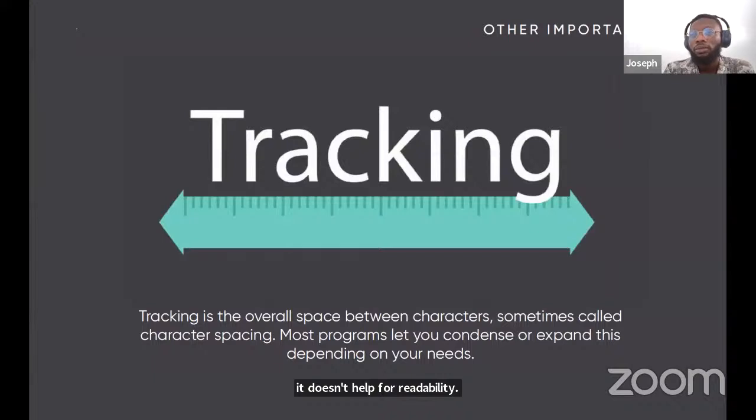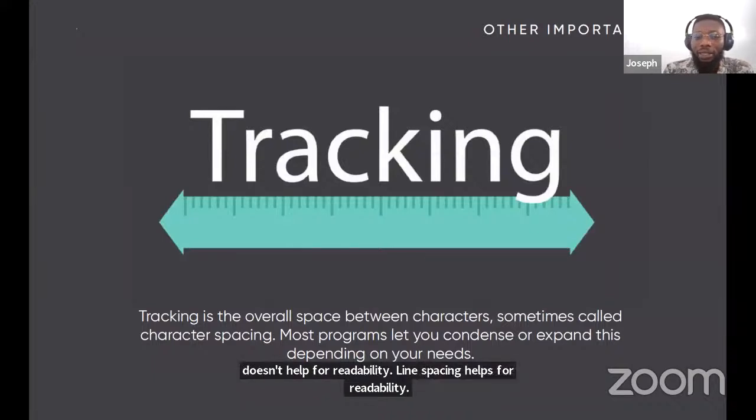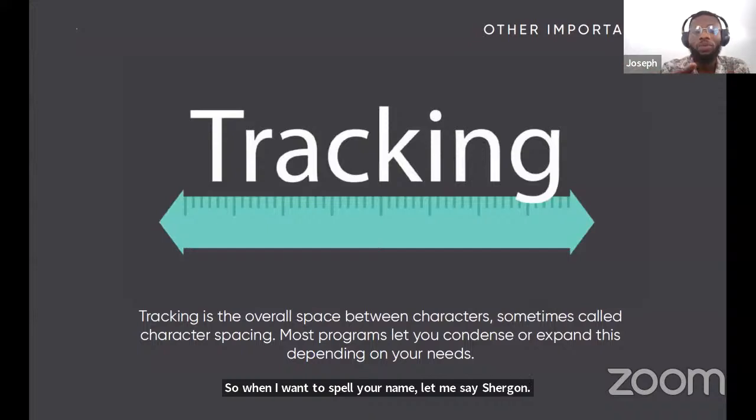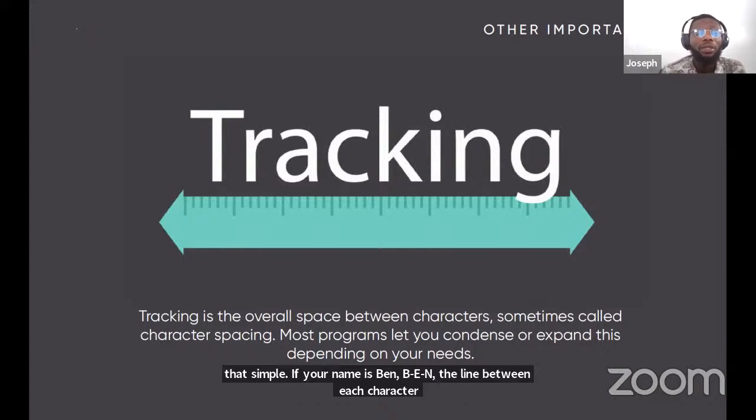Now, tracking. Tracking is the overall space between characters. So when I want to spell your name, let me say Segun. The space between each character is called tracking. It's that simple. If your name is Ben, the space between each character, that's what tracking is.